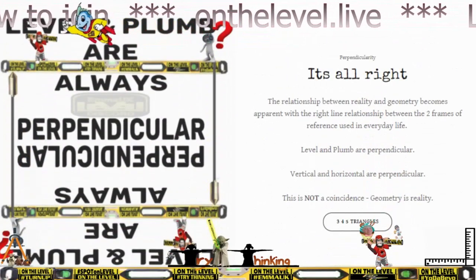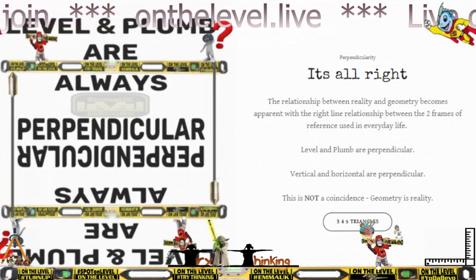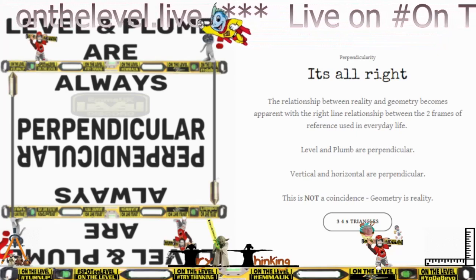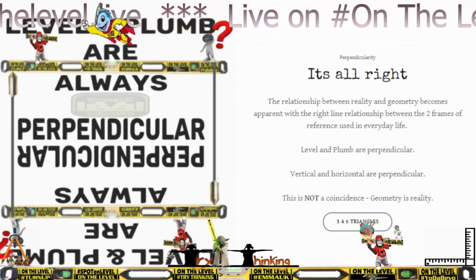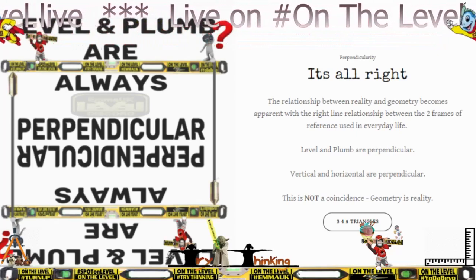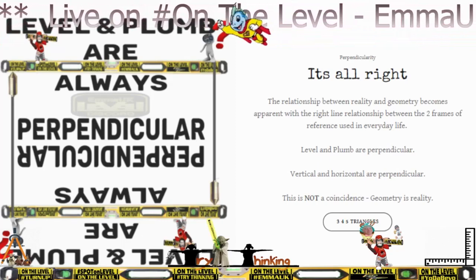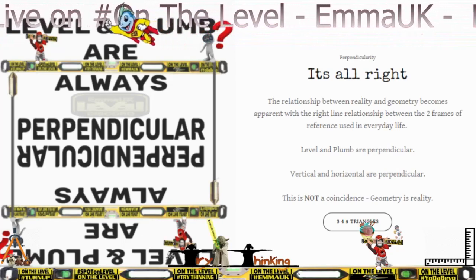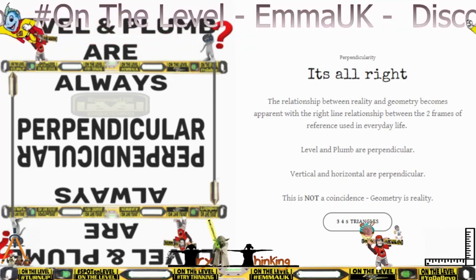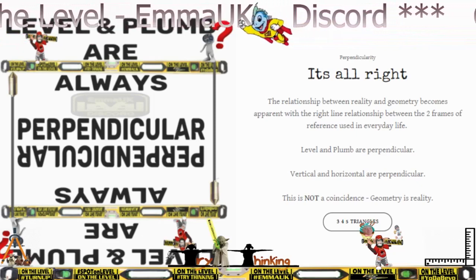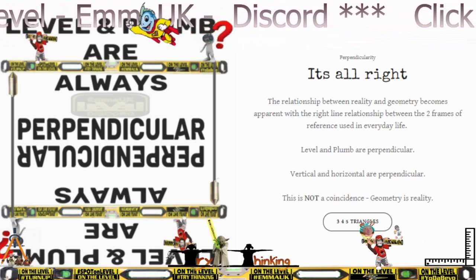Perpendicularity. That's a good word. Big word. It's all right. The relationship between reality and geometry becomes apparent with the right line relationship of the two frames of reference we use in everyday life. Level and plumb are perpendicular. Vertical and horizontal are perpendicular. It's not coincidence. Geometry is reality.